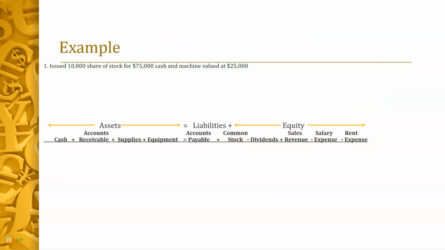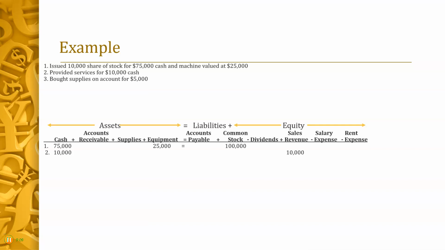So the first thing we did is issue 10,000 shares of common stock for $75,000 and a machine valued at $25,000. So we would increase cash by $75,000, increase equipment, which is an asset, by $25,000, and on the other side of the equation, we would increase our common stock. And if you notice, they equal. The next thing, we would provide services for $10,000 cash. So we would increase our cash and increase our sales revenue.